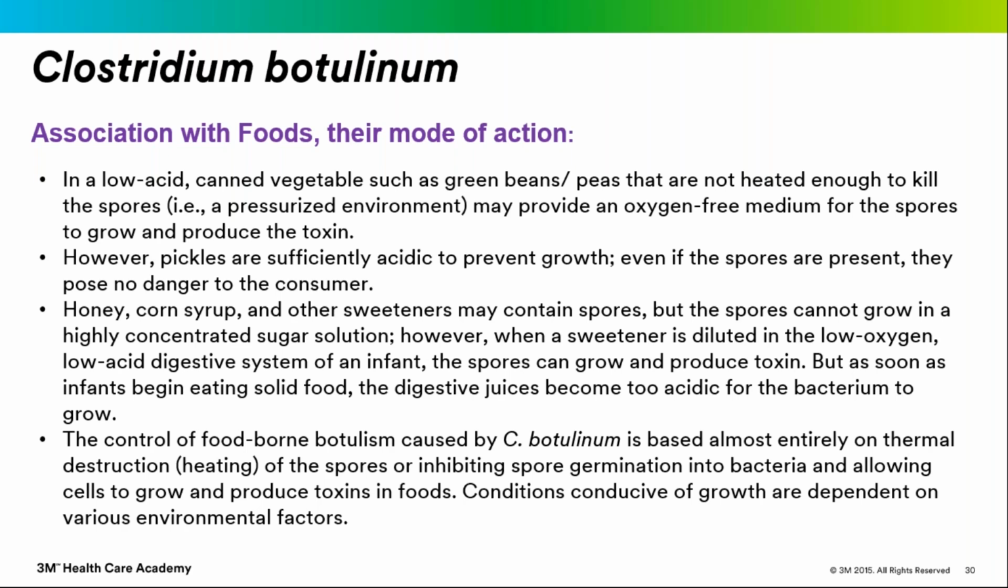The control of foodborne botulism caused by Clostridium botulinum is based almost entirely on thermal destruction of the spores or inhibiting spore germination into the bacteria and allowing cells to grow and produce toxins in foods. Conditions conducive to growth are dependent on various environmental factors.